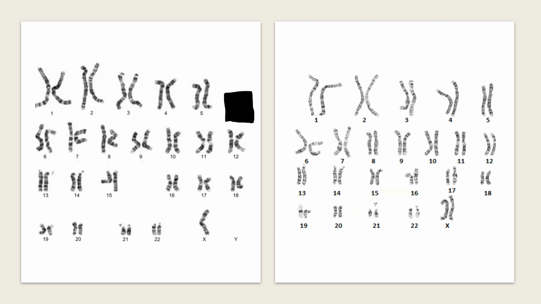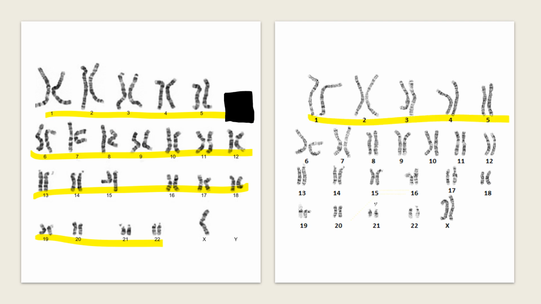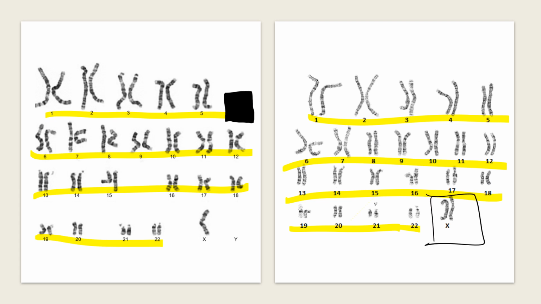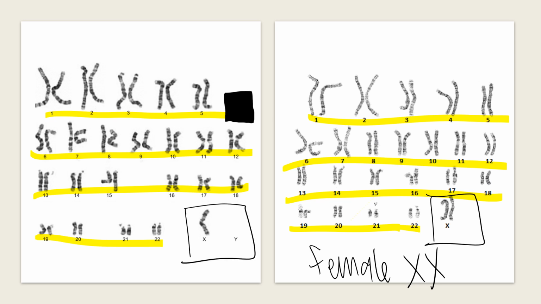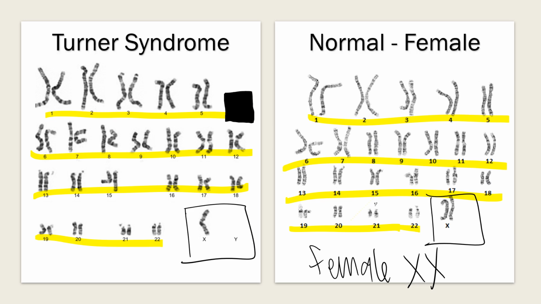So now that you've gone through the 2 of them, let me show you what I see. After looking through my 22 pairs of autosomes, I don't see any difference between the 2. I know that I am looking at a female on the right side. So this has to be my normal female because she has 2 X chromosomes. However, the one on the left is where this abnormality is different. On the left side, we have the karyotype of someone that has Turner syndrome. Turner syndrome individuals are females that are missing that second X chromosome.